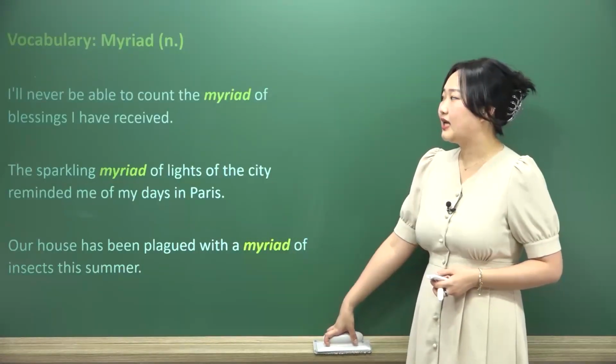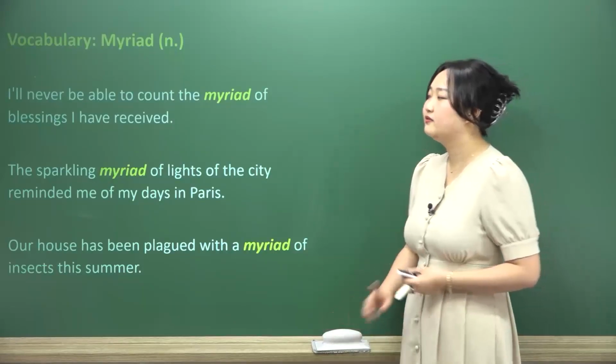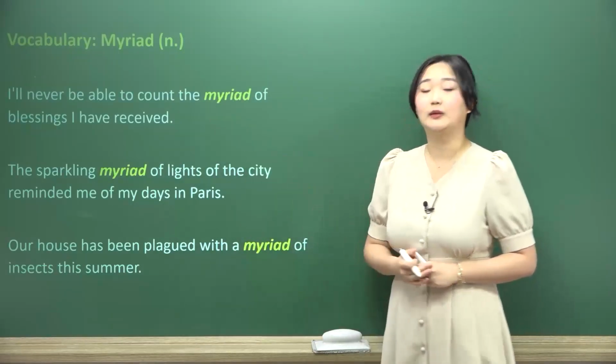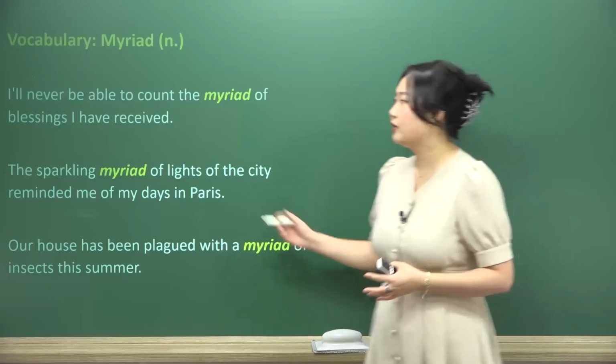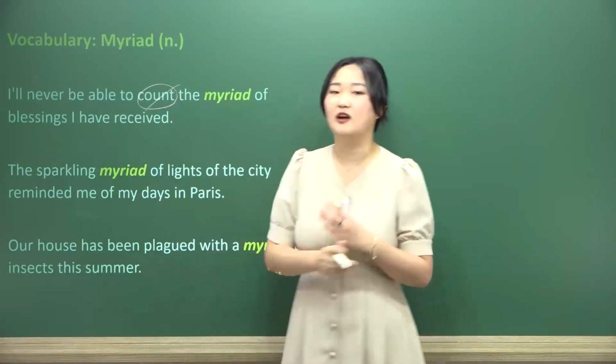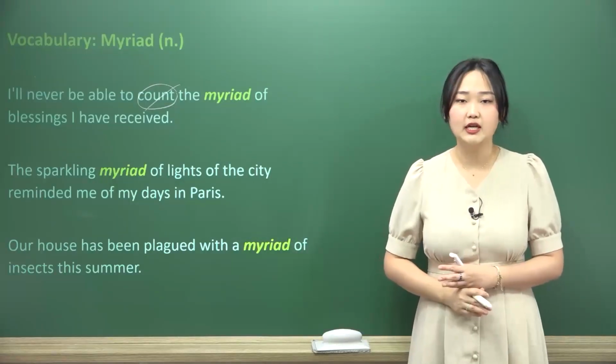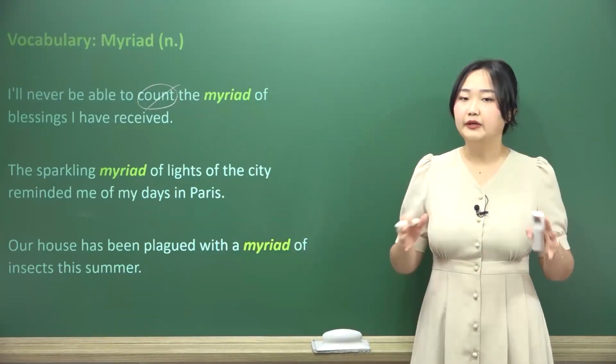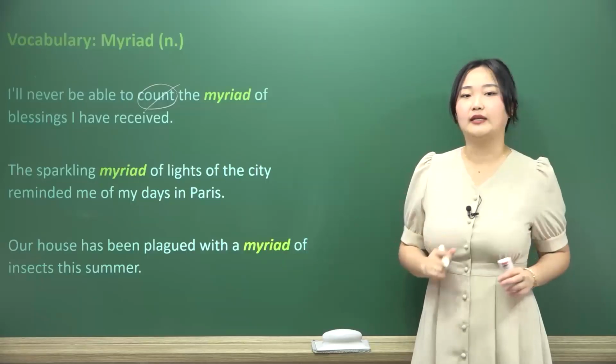I'll never be able to count the myriad of blessings I have received. This person is saying that they'll never be able to count it. That's very accurate. You can't really count a myriad, okay? Counting as an action is not physically possible with a myriad, and that's how you want to use it. Myriad means so much that you can't count it.